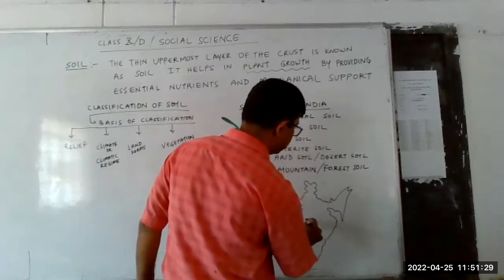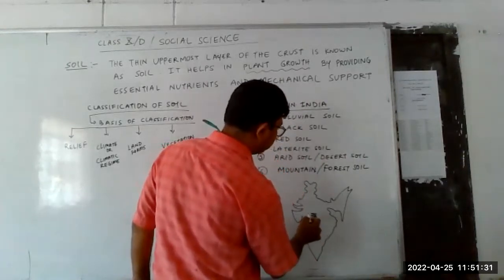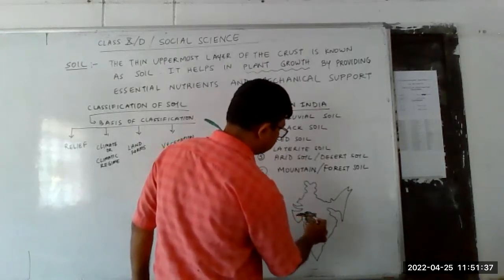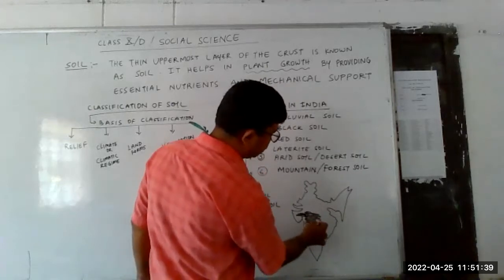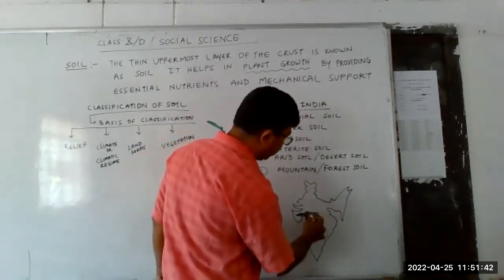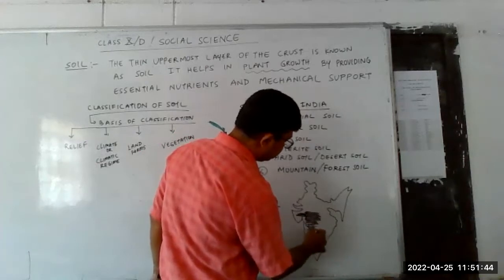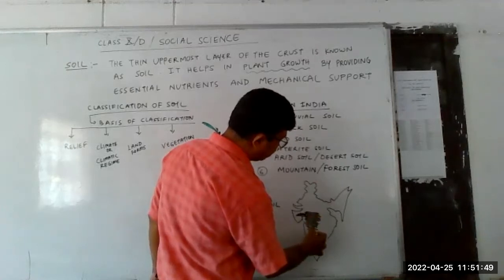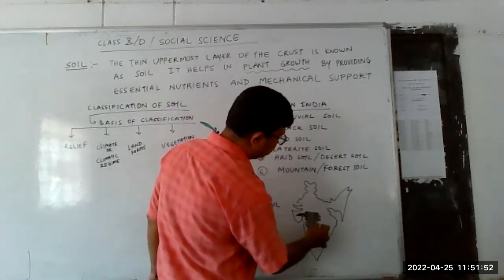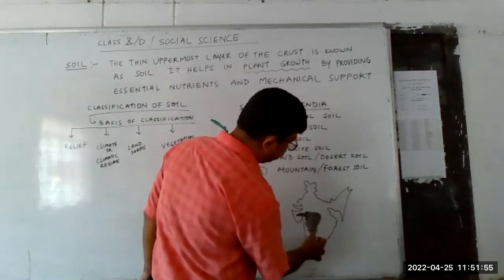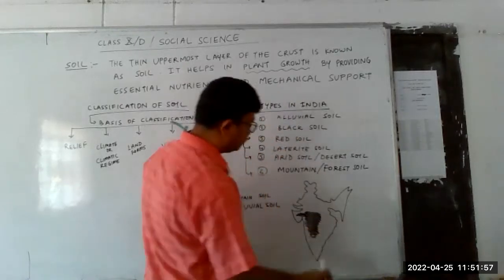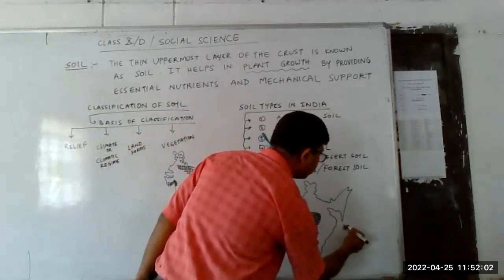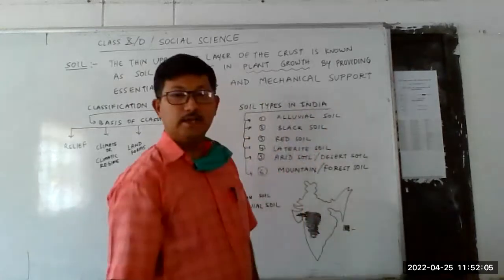Can anyone tell me what is this soil? Black soil. Can anyone tell me which soil is suitable for growing cotton? Sir, black soil. What is another name of black soil? Also known as regur soil.